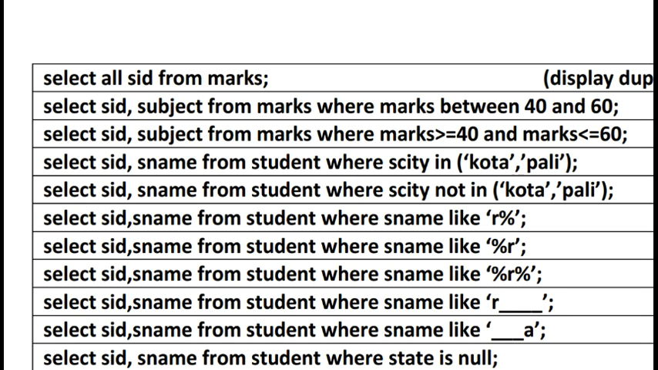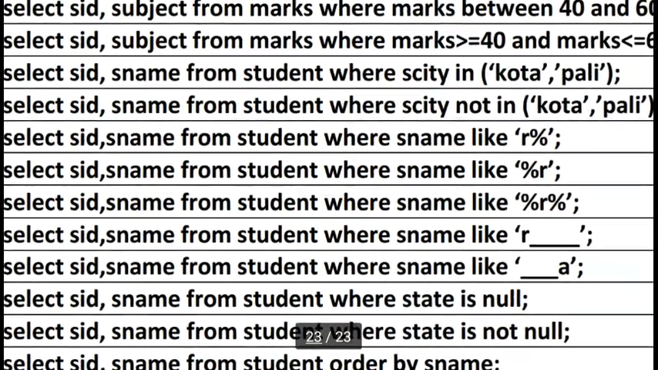And for excluding listed data, select SID, SNAME from student where SCT not in ('Kota','Pali'). So this query will not include Kota or Pali records.